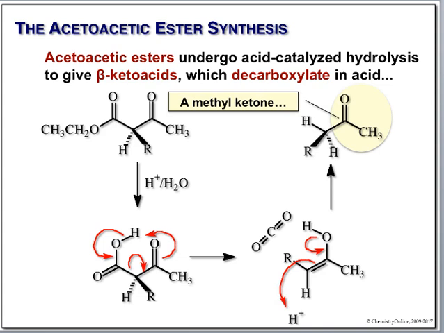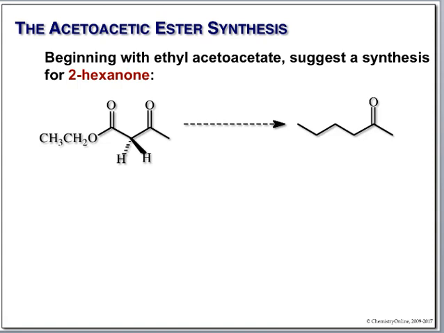Here's the alkyl group we put on, methyl ketone, and another carbon. We've added a 3-carbon unit now to a carbon. Same chemistry as malonic ester, except instead of getting an acetic acid, we have a ketone. All right, starting with ethyl acetoacetate. Let's make this stuff.